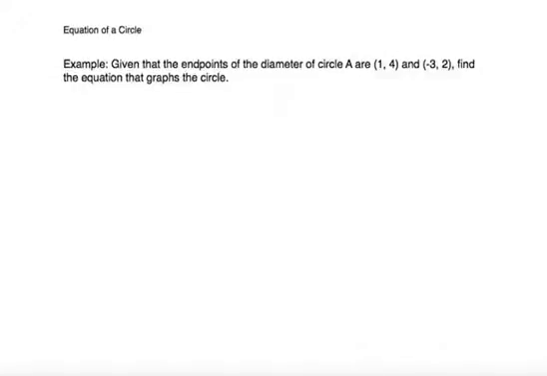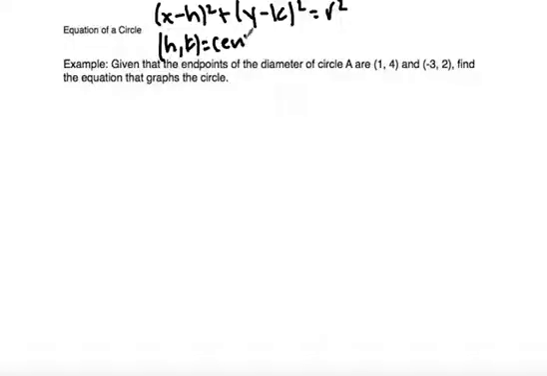The next example says, given that the endpoints of the diameter of a circle are (1, 4) and (-3, 2), find the equation that graphs the circle. Now remember, if we're writing the equation for a circle, we have (x - h)² + (y - k)² = r², where (h, k) is your center and r is your radius.